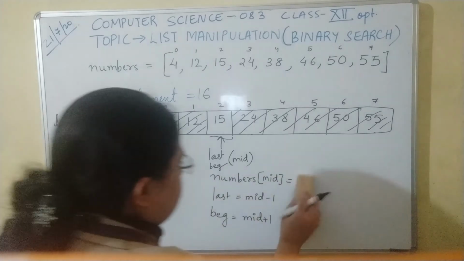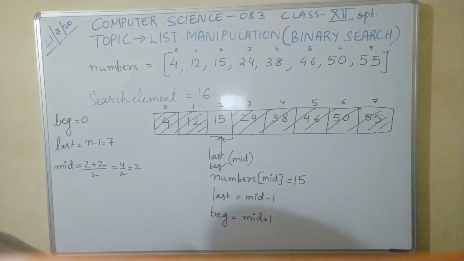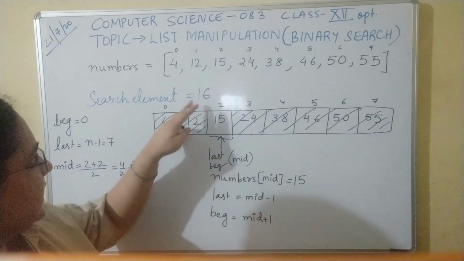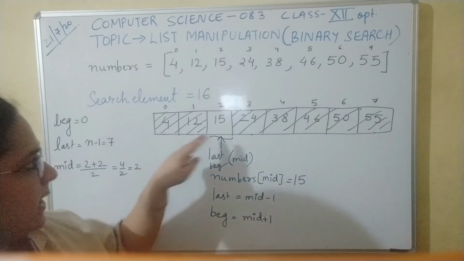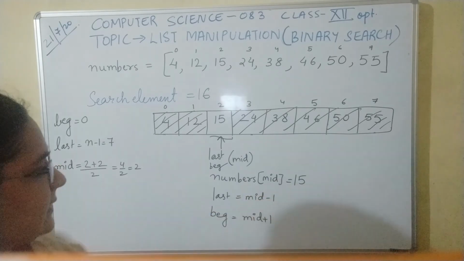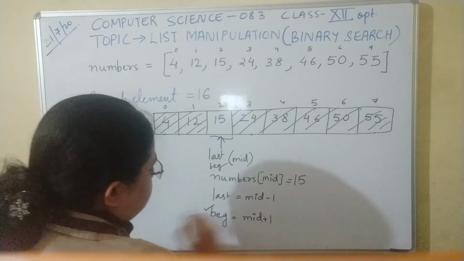And what is the mid element? It is 15. Understood that? So mid element is what? 15. So is search element equal to numbers mid? Answer is still no. Is it less than 15? No. Is it greater than 15? Yes. So we have to set beg equals mid plus 1.